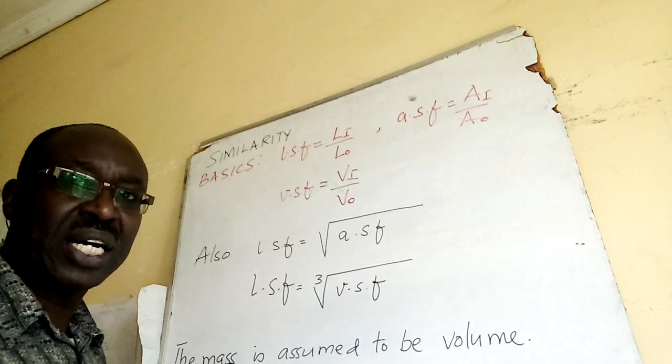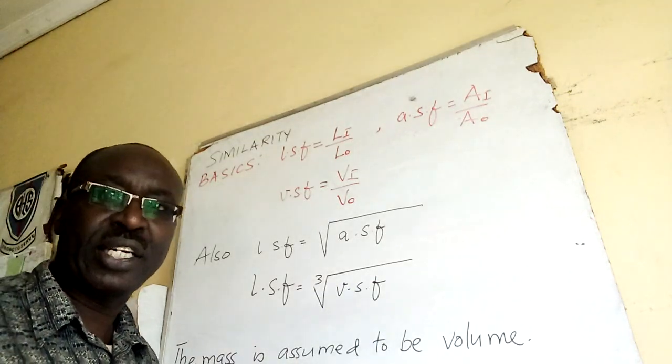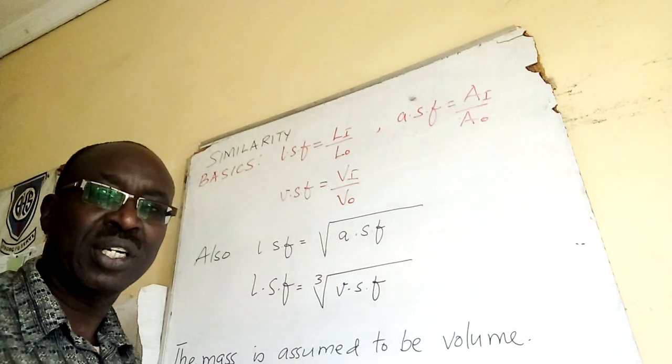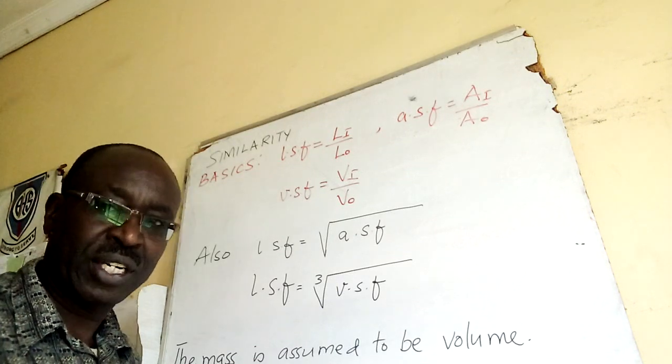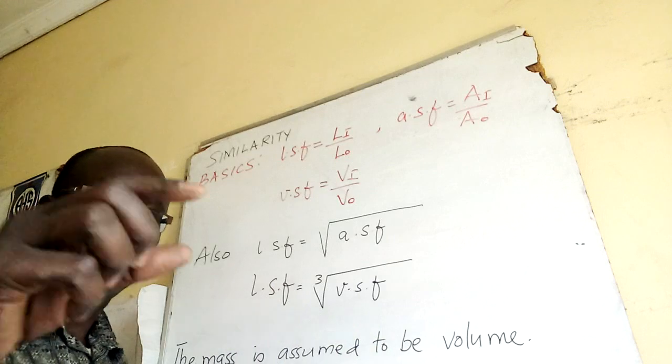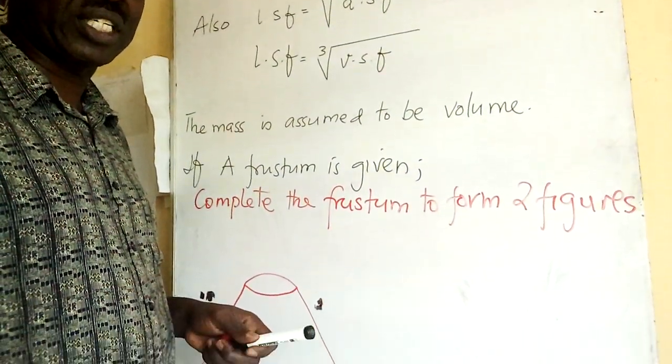Now, the mass in this topic is assumed to be volume. Anytime you are given, say, 50 grams, you can take it to be 50 cubic centimeters. That can be proved. We can show that. We leave that for next day.